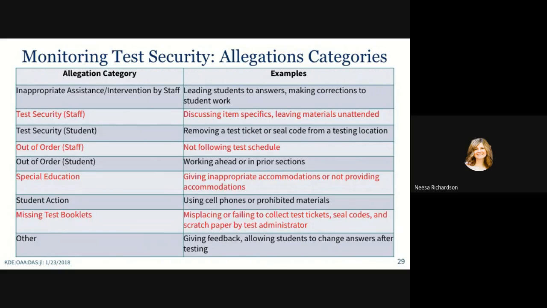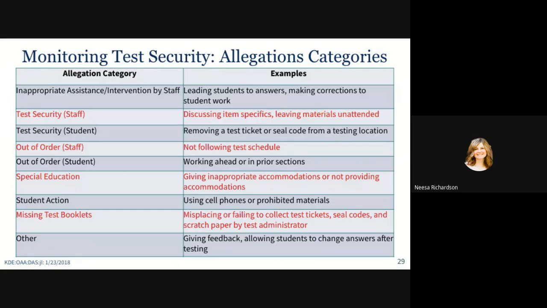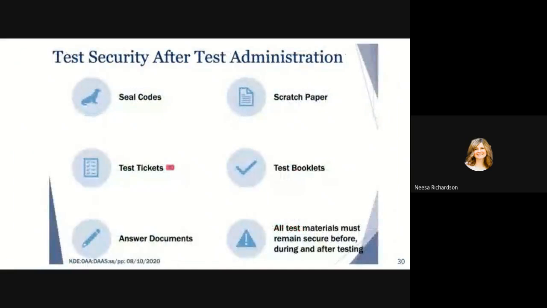Allegations are mistakes, basically, that are made in this administration code, errors that people make. We're human, kids are human, and that happens, but we want to avoid them at all costs. So we want to make sure you understand what you need to do to avoid those. Some of the things that happen include giving inappropriate accommodations, or maybe not following the test schedule, or leading a student to a certain response.